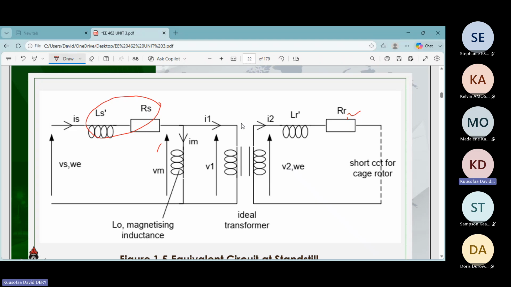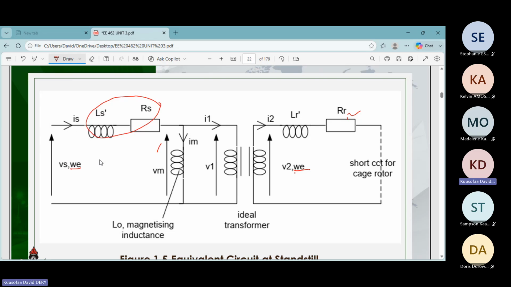You know that the transformer is also stationary, so the frequency on the primary side is the same as the frequency on the secondary side. When the induction motor is at standstill, the frequency on the stator side is the same, as we can see, omega E, omega E. But when you're looking at a rotating rotor, the frequencies will be different.